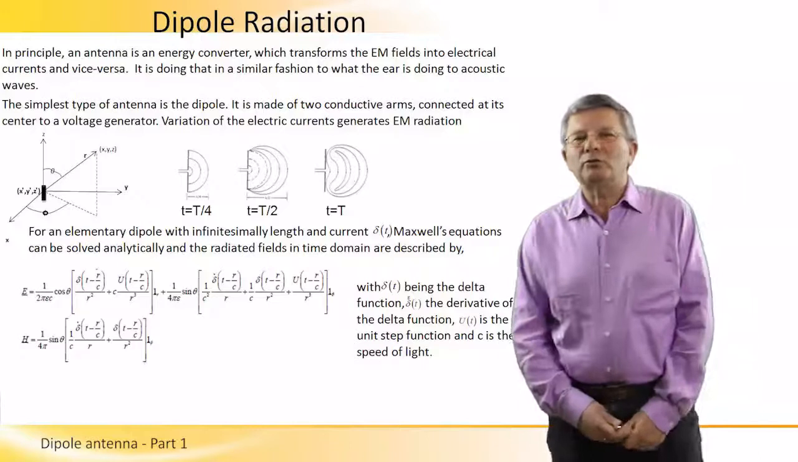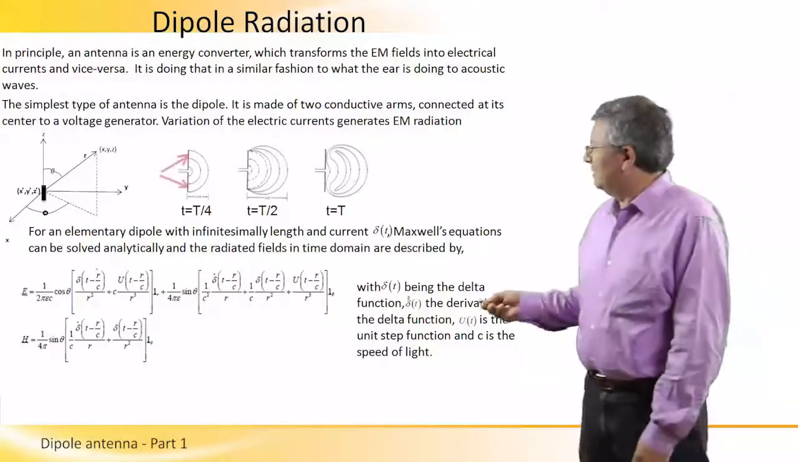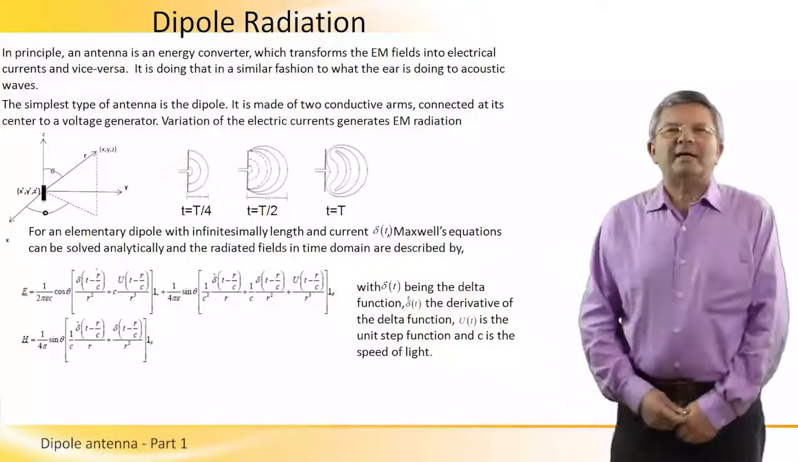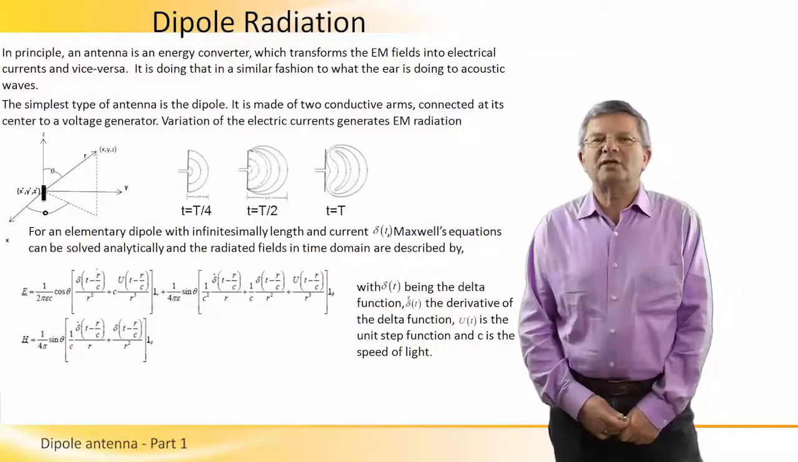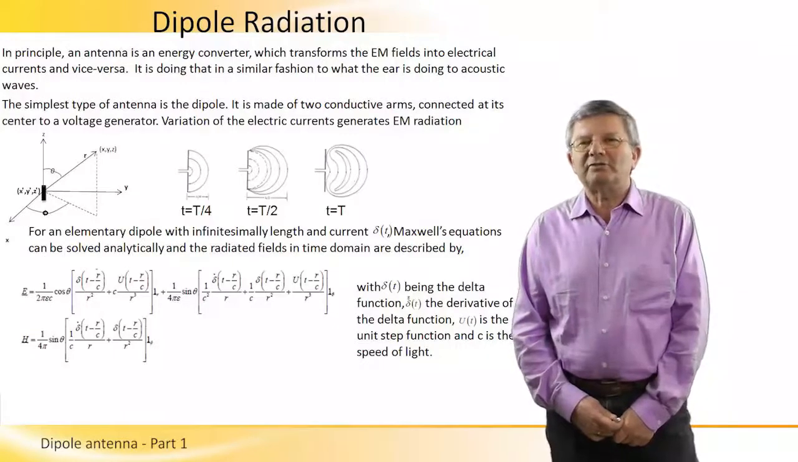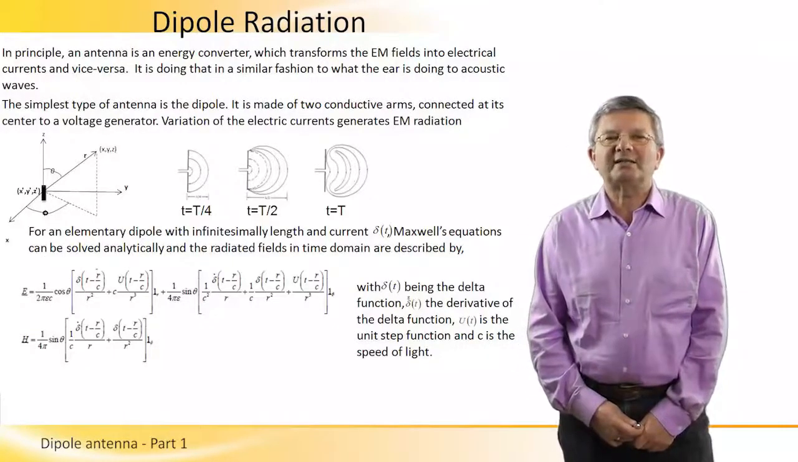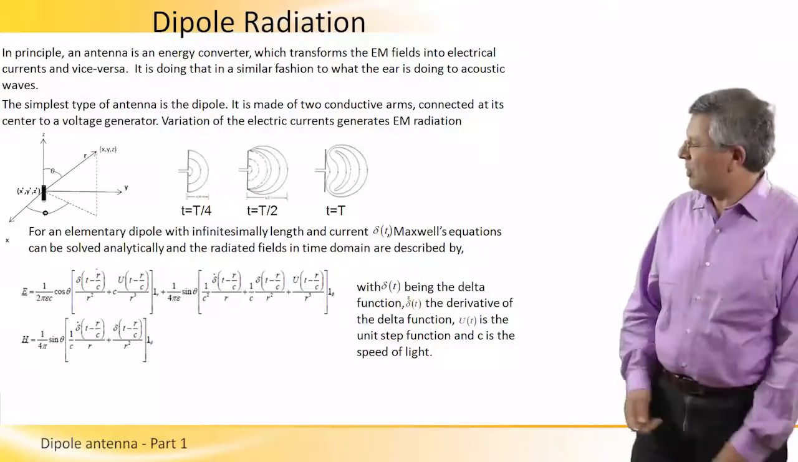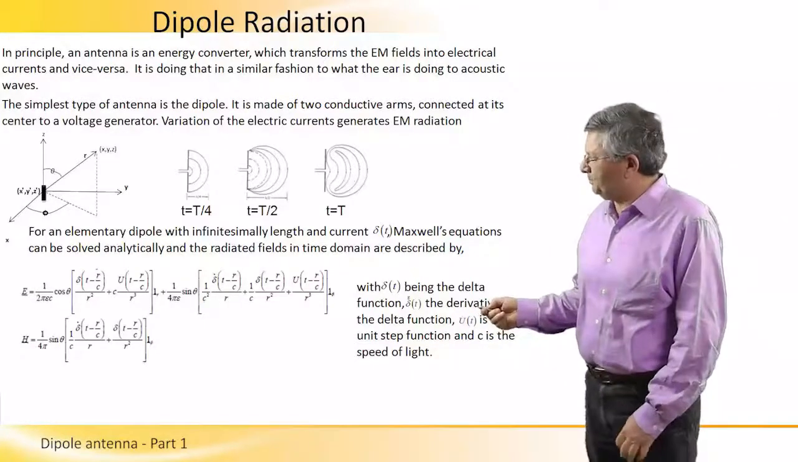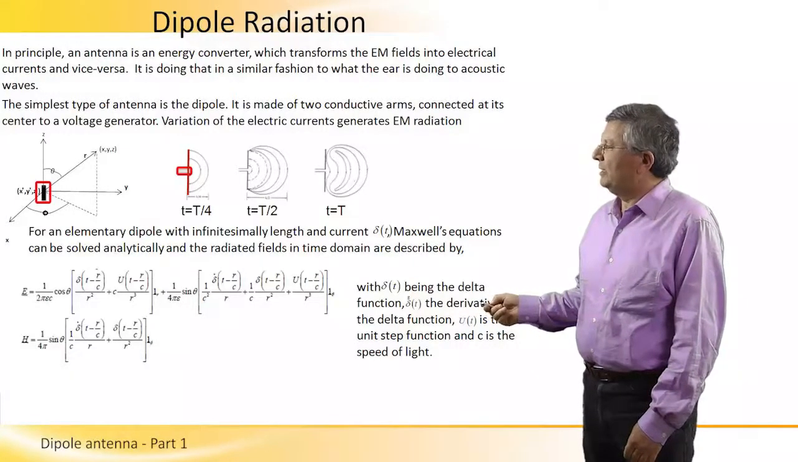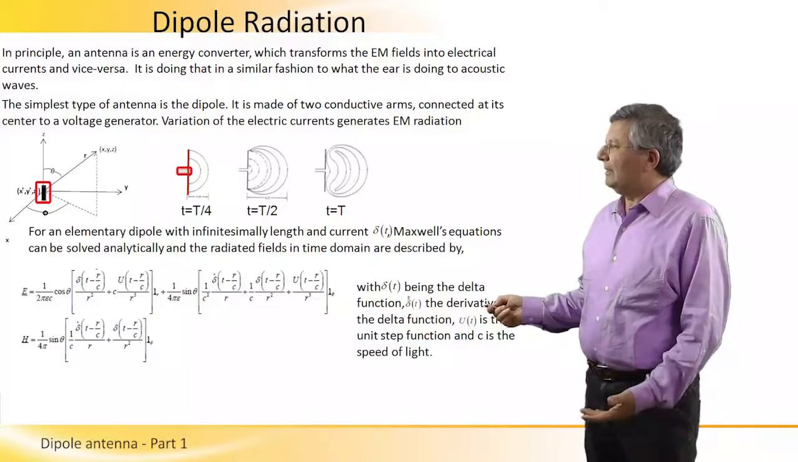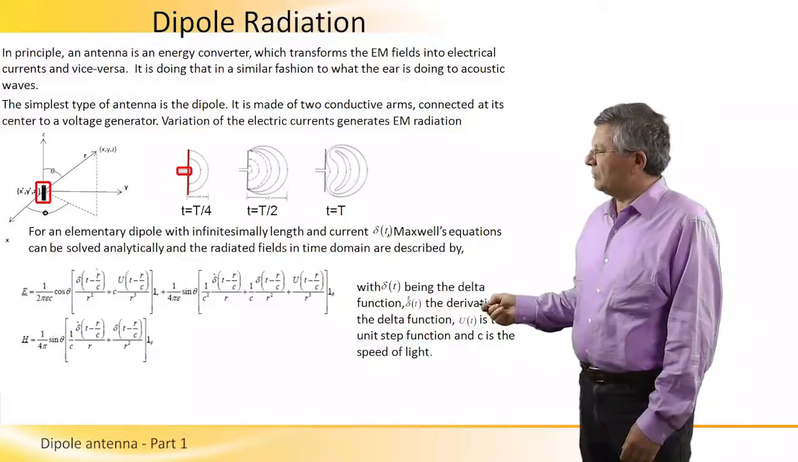It is made of two conductive arms connected at its center to a voltage generator, and the variation of the electric currents generates the electromagnetic radiation. What we can see here is the dipole connected to the voltage generator, and the variation of the signal radiates electric fields which are plotted on this sketch.